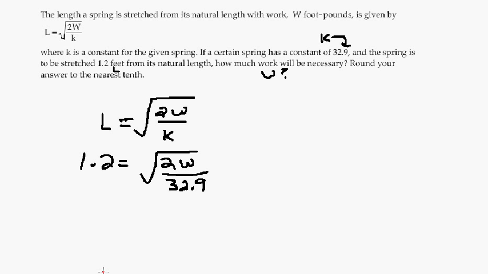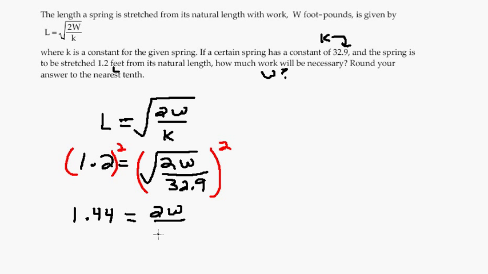Second step, you remember what to do next? Hopefully you're saying square both sides because we need to get rid of that square root. So 1.2 squared on the left-hand side is going to be 1.44 because 12 times 12 is 144. So you've got 1.2 times 1.2, just move your decimal 2 places. On the right hand side, it's a lot easier than it looks. The square root and the square just cancel each other out, so you drop the square root and you end up with the meat and potatoes inside that square root, the 2W over 32.9.